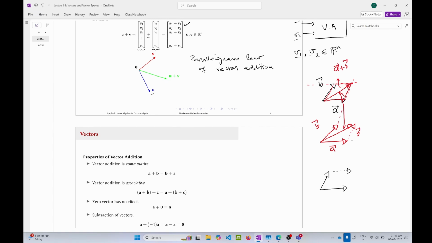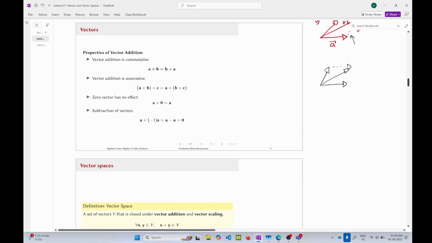Okay. So in this case, we moved B to the tip of A and then found out the resulting vector. You could very well move A to the tip of B and the resulting vector would still be the same, which basically demonstrates that vector addition is commutative. A plus B equals B plus A. Okay. It's also associative. And if you add the zero vector to a vector, it does nothing.